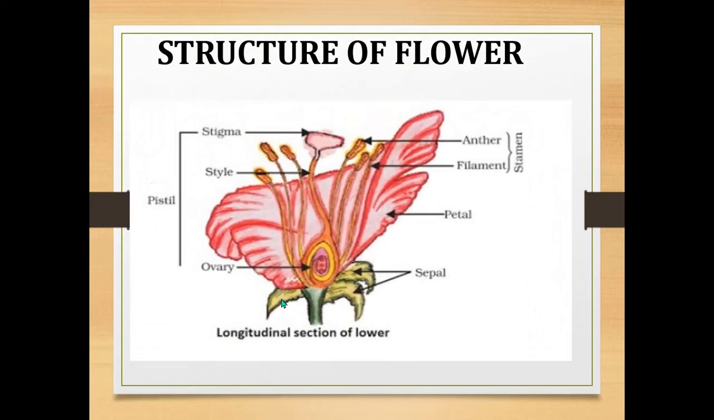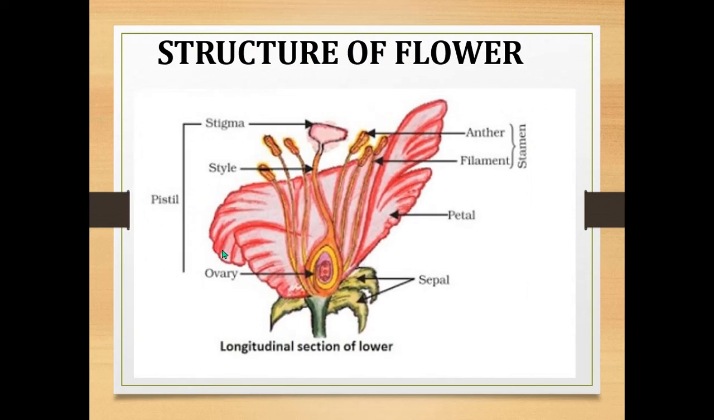Here you can see the structure of a flower. I told you that a flower consists of four folds. The first one is sepal, then this is called petal and next stamen. Stamen consists of two parts. They are filament and anther. Then pistil consists of three parts. They are ovary, style, stigma.